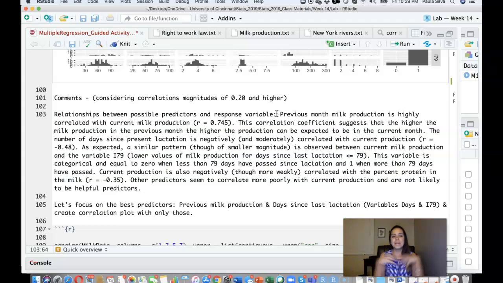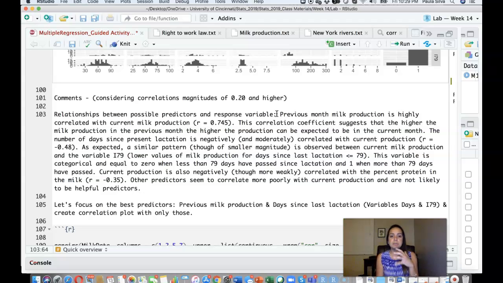But it is also modified by other stuff, like the number of days since present lactation. That is negatively and moderately correlated with current production. The R is negative 0.48.